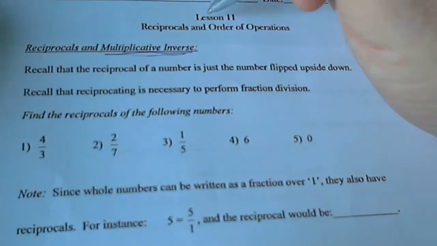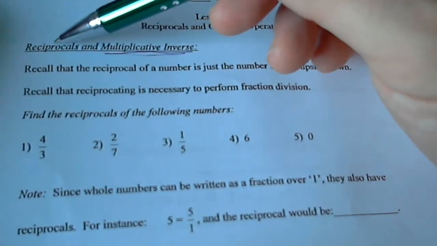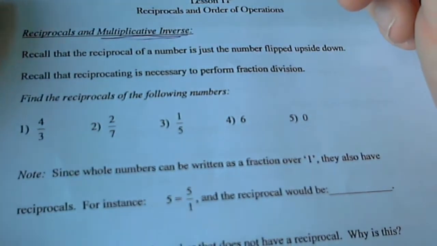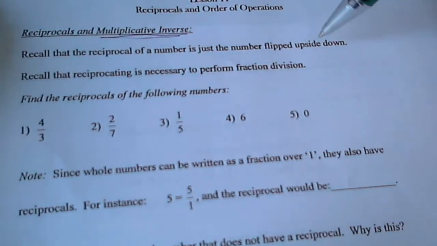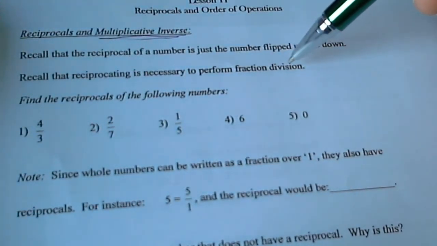Okay, we're here for lesson 11, reciprocals and order of operations. Let's start with talking about reciprocals, or what's also known as the multiplicative inverse. Recall the reciprocal of a number is just a number flipped upside down. And remember that we need to do that to perform fraction division.